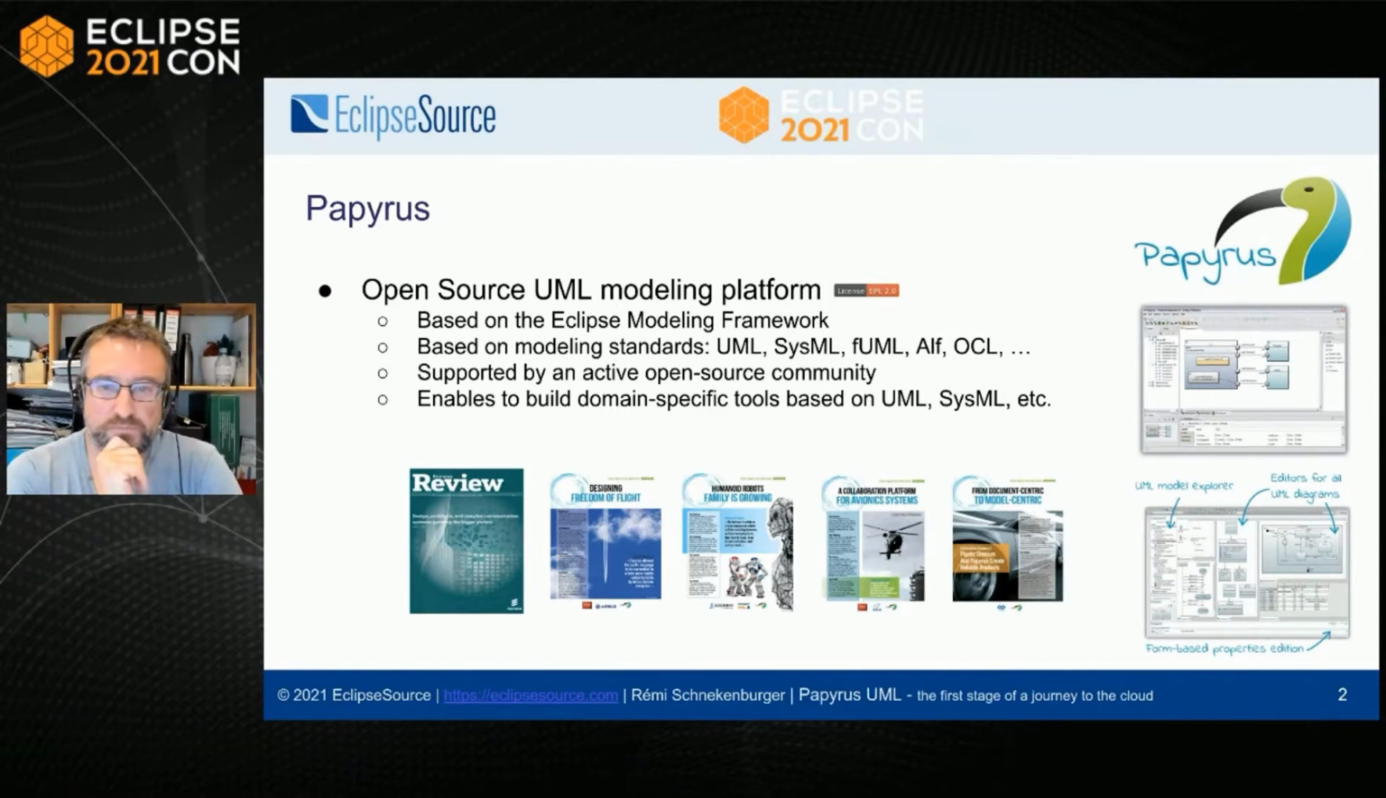And there are many domain-specific tools implemented on it, which are based on UML and SysML, and you can have a set of families of tools which are provided in this area. Papyrus is not only a graphical and diagram modeling tool, but it also provides table-based editors and form-based editions.